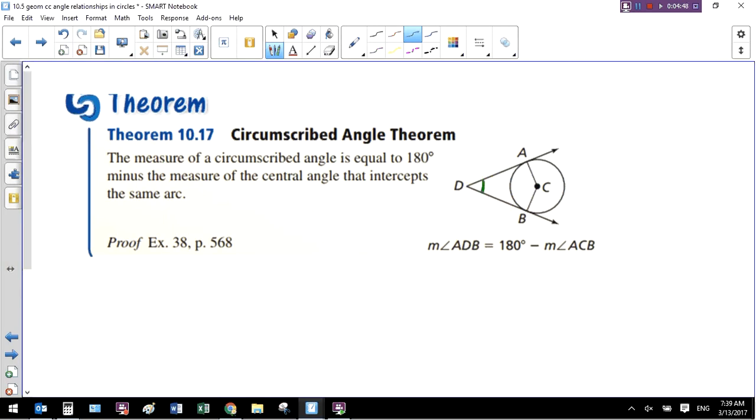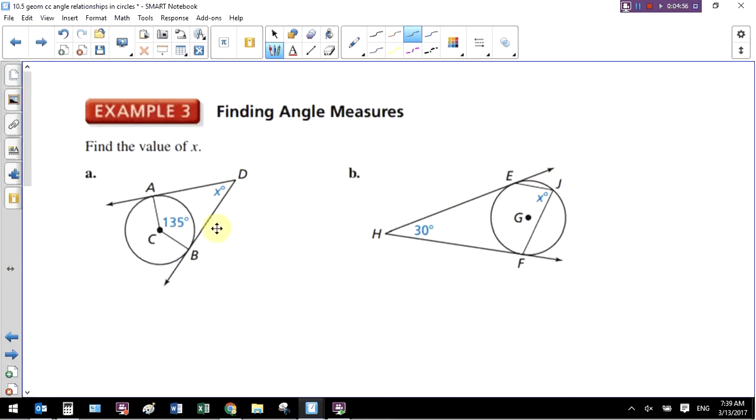So ADB, right here, is equal to 180 minus whatever this is here. So angle measure. So we can take 180 minus 135 to get x, and that would be 45 degrees.